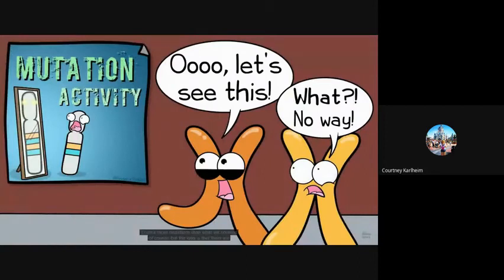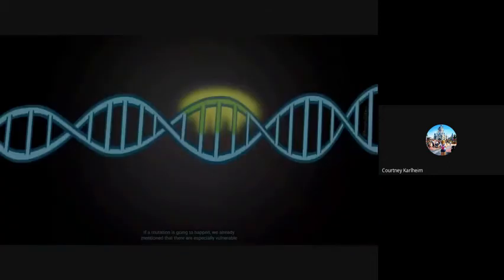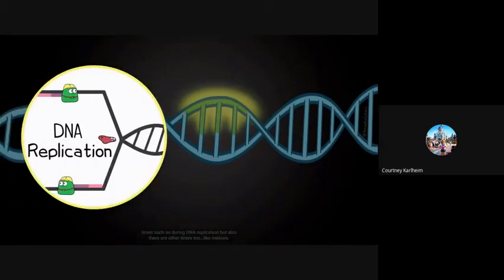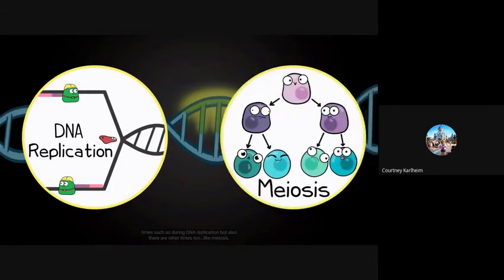There's more mutations than what we covered, of course, but the idea is that there are many different kinds of changes that can happen. If a mutation is going to happen, we already mentioned that there are especially vulnerable times, such as during DNA replication, but also there are other times too, like during meiosis.